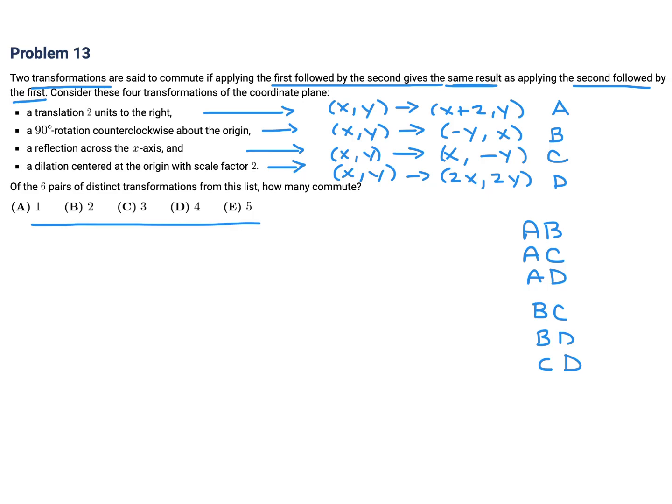What am I going to do here first? Let's just go through it in an order. So first I'm going to do this one here. So A to B, and then we're going to compare that with B to A. So if you first did A, it would be this guy. And then you take the result and do B.